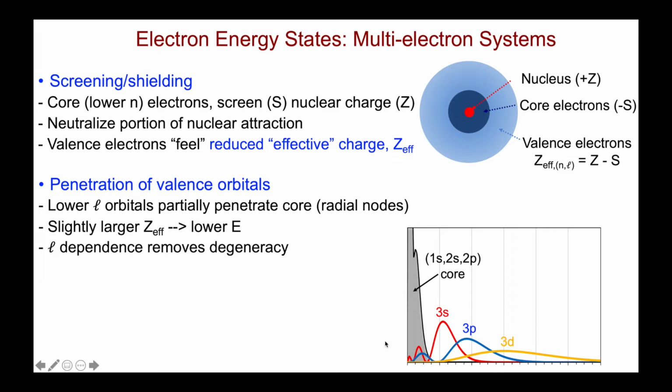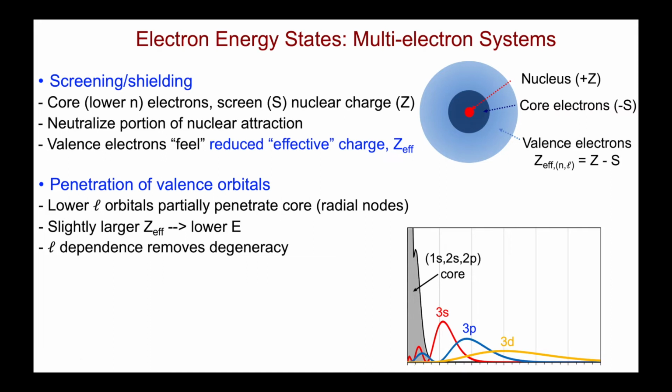However, we know the lower l orbitals have radial nodes. Let's focus on the 3s. Before, we have seen that these two radial nodes exist at lower r's, and therefore the electron in the 3s orbital partially penetrates that core. In other words, there is a possibility of the electron being found here and here within those core electrons.